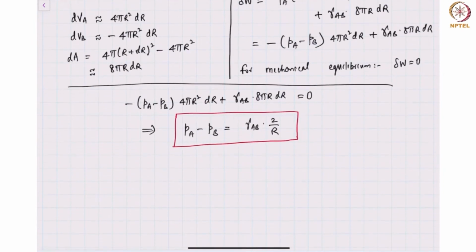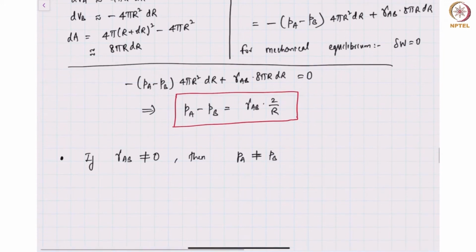Okay, this is a nice, simple, elegant expression that we have got here. It says that if gamma AB, so there are several things that we learn here. The first thing is if gamma AB is not equal to 0, then PA is not equal to PB, as long as we are referring to a case where R is not infinite. Okay, R, we will also look at those cases.